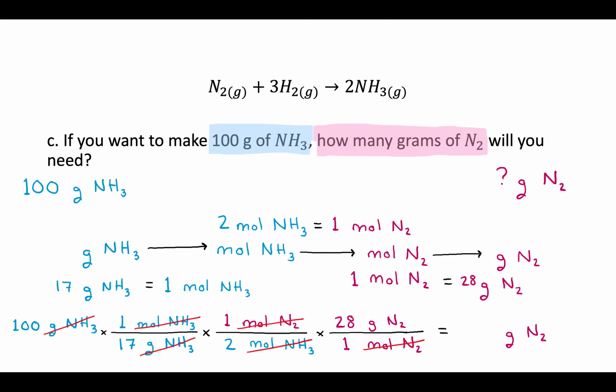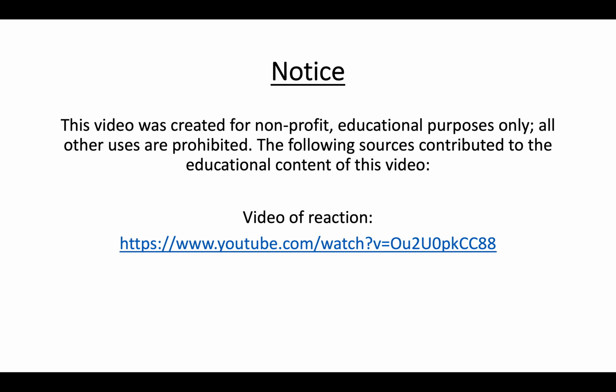Victory is sweet. And to plug this in a calculator, you'd take 100 times 1, enter, divided by 17, enter, times 1, enter, divided by 2, enter, times 28, enter, divided by 1, enter, and you should get something like 82.4 grams of N2. That's how much nitrogen gas you'd need if you wanted to make 100 grams of ammonia, NH3, so that you can make fertilizer, so plants could grow and feed a community and make people's lives wonderfully happy. Thank you so much for your attention.